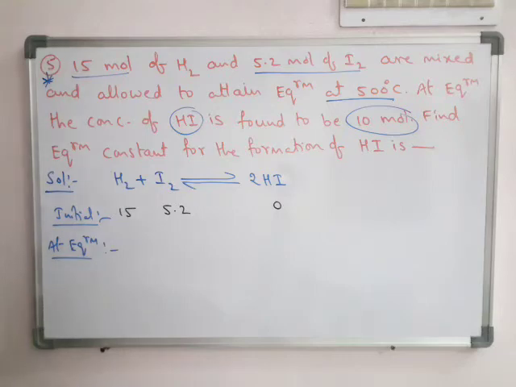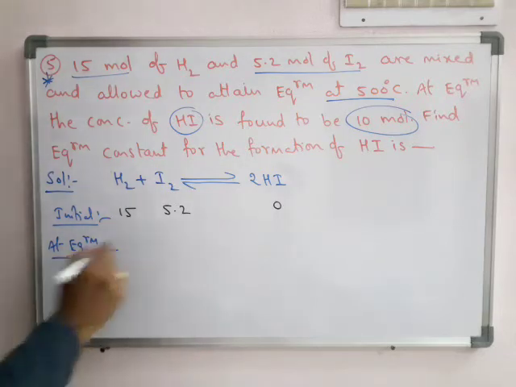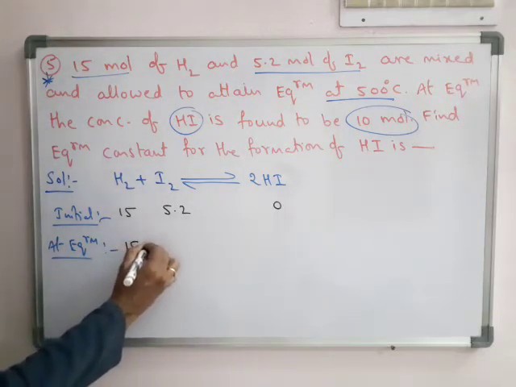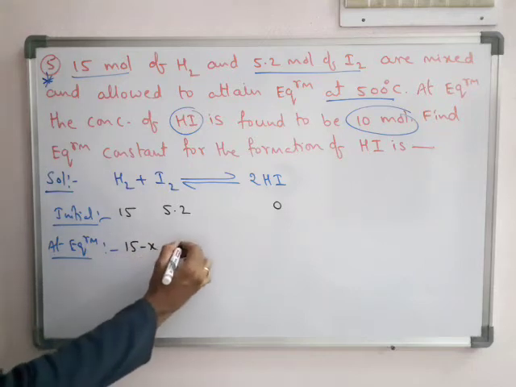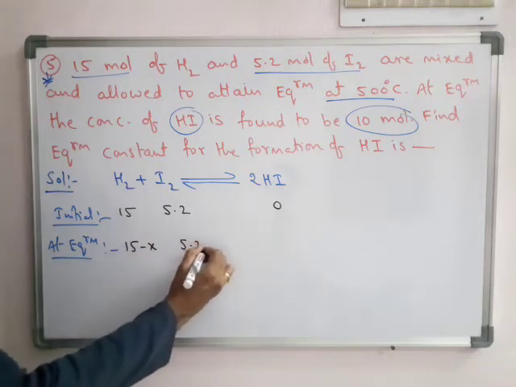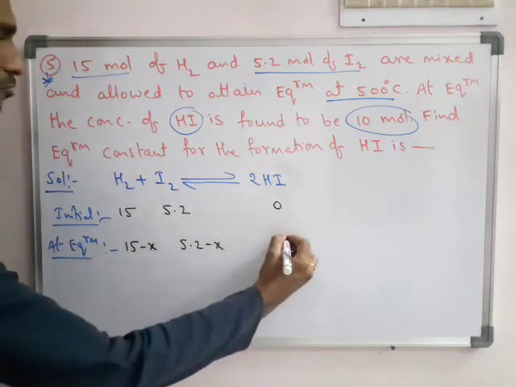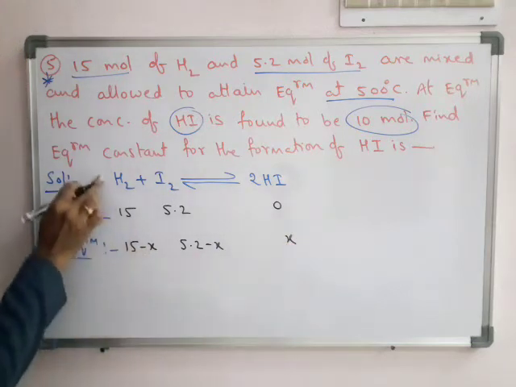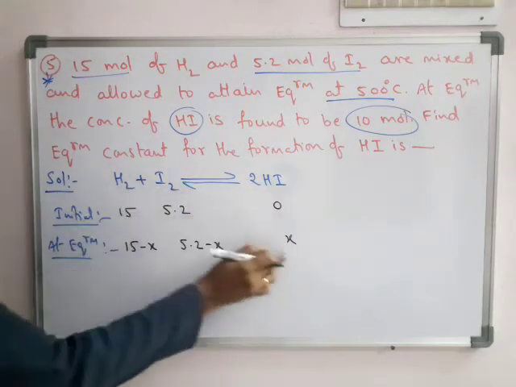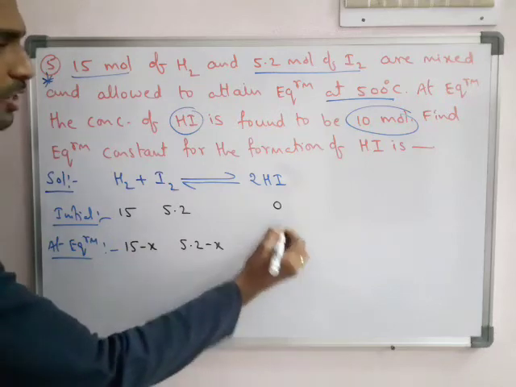So this step is very important. First, normally we write the initial gas amounts, then we use x. So 15 minus x, and this is 5.2 minus x. That's here the formation of x. Here x, 1 mole of x, 1 mole of x. Any moles of x form 2 moles of x.